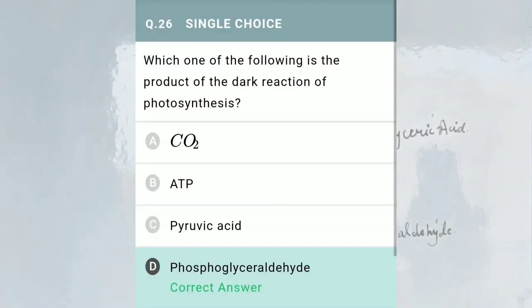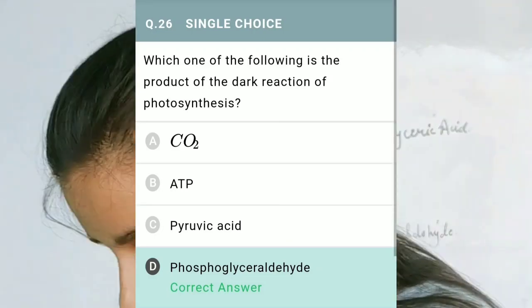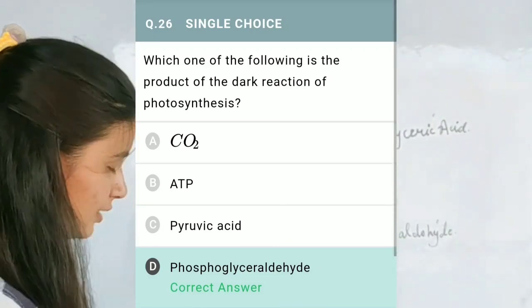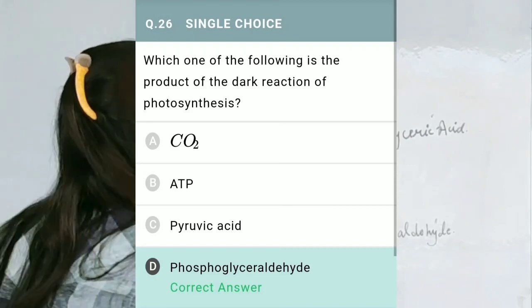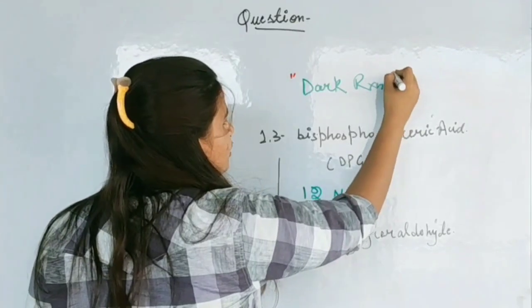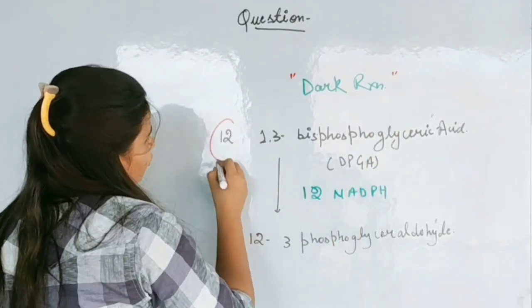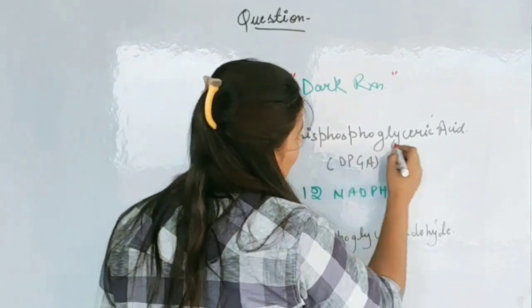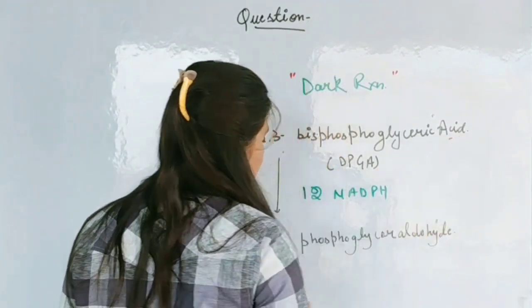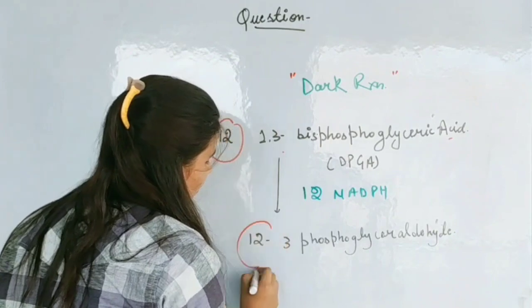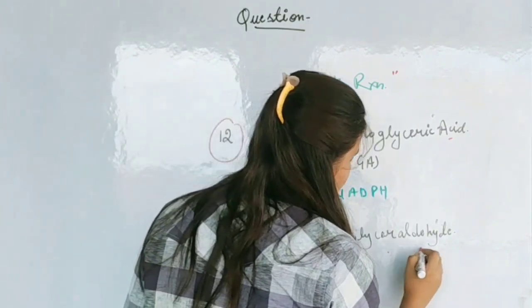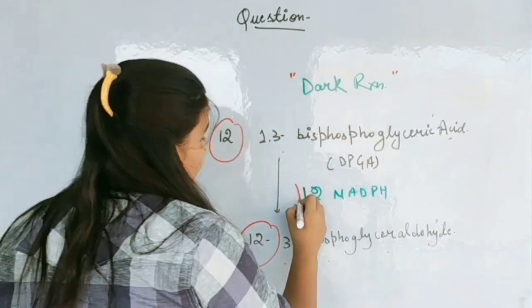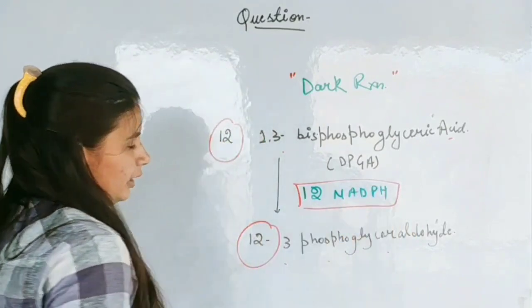Question number 26. Which of the following is a product of dark reaction of photosynthesis? Now, the correct option is option number D, that is phosphoglyceric acid. Now, if we talk about the dark reaction, what happens? 12 molecules of 1,3-biphosphoglyceric acid are converted into 12 molecules of 3-phosphoglyceraldehyde in the presence of 12 molecules of NADPH.